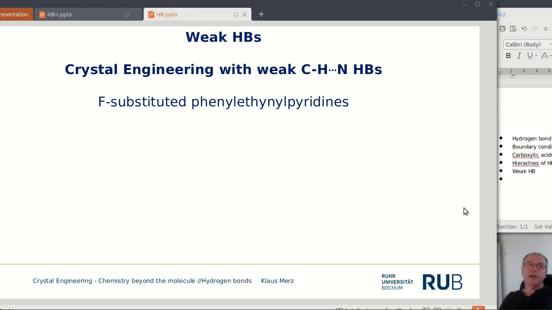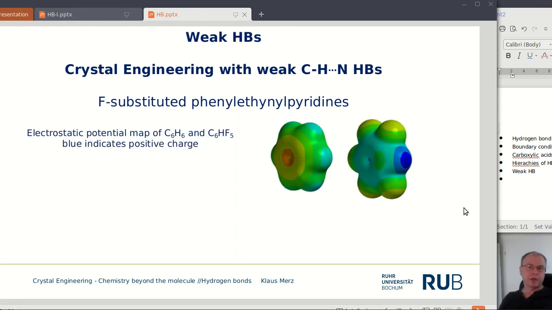Another impact, especially if weak hydrogen bonds are present, could be fluorine atoms as substituents in the crystal structure. Well, have a look here. This is the electrostatic potential map of benzene. This is the map of pentafluorinated benzene. This is the remaining hydrogen, the hydrogen which is not substituted.